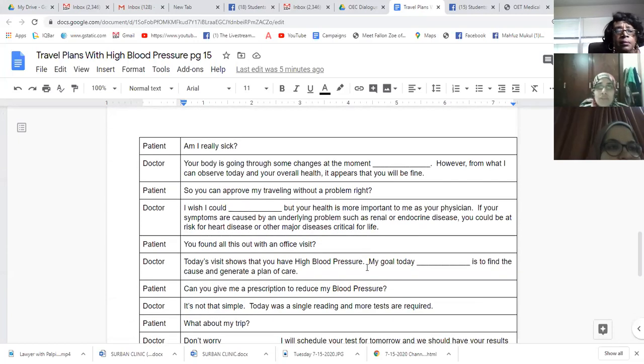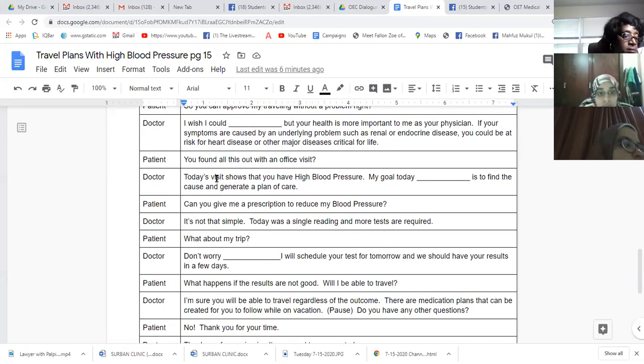ECG, it is one of the imaging studies for your heart to show how it works. So you can approve my traveling without a problem, right? I think I will, and we will do some tests first. After that, we can decide. You found out that I had some problems just from one office visit. Today's visit shows that you have high blood pressure, but my goal today is to find the cause and generate the plan of your care.